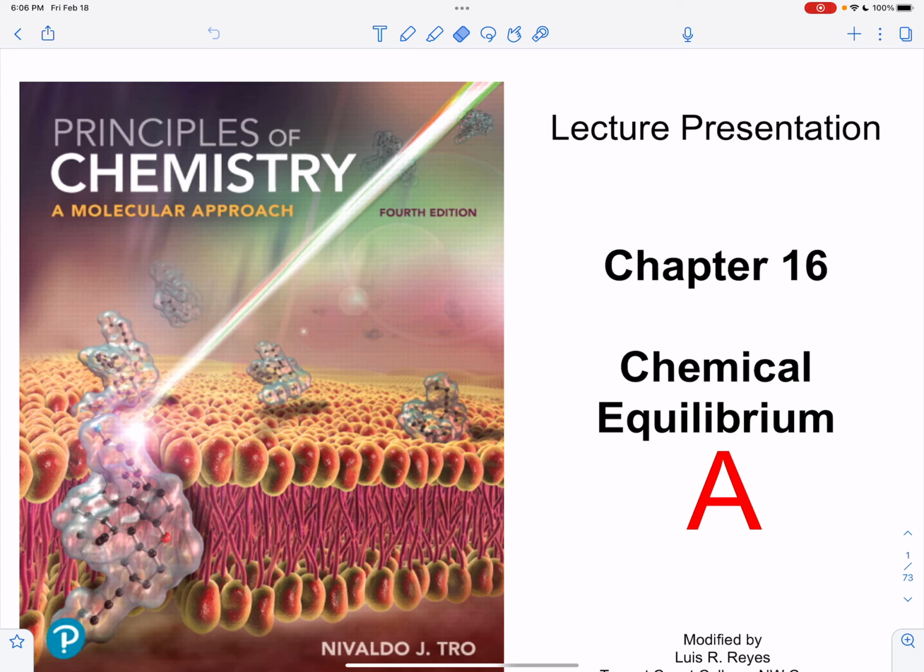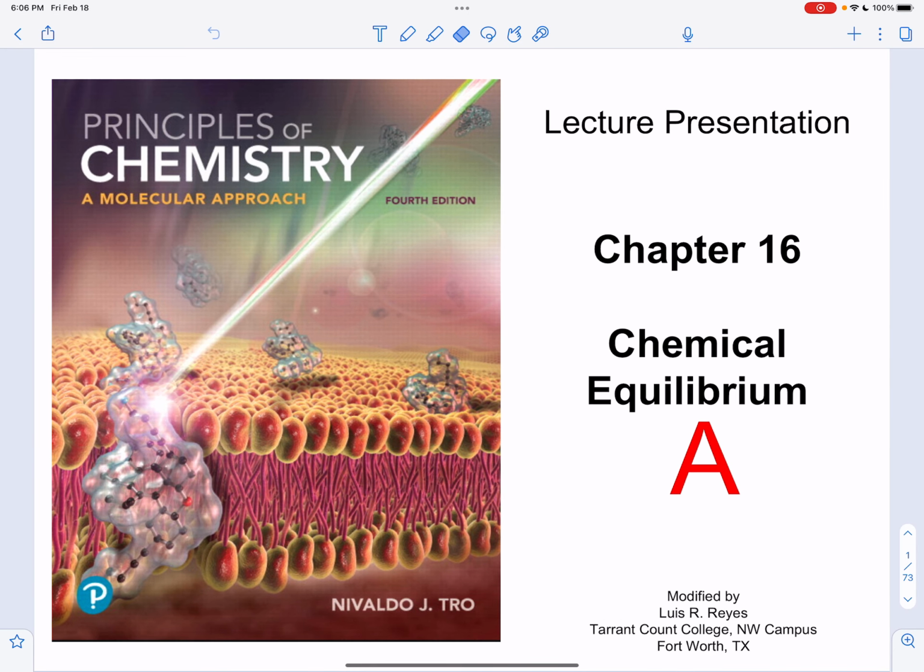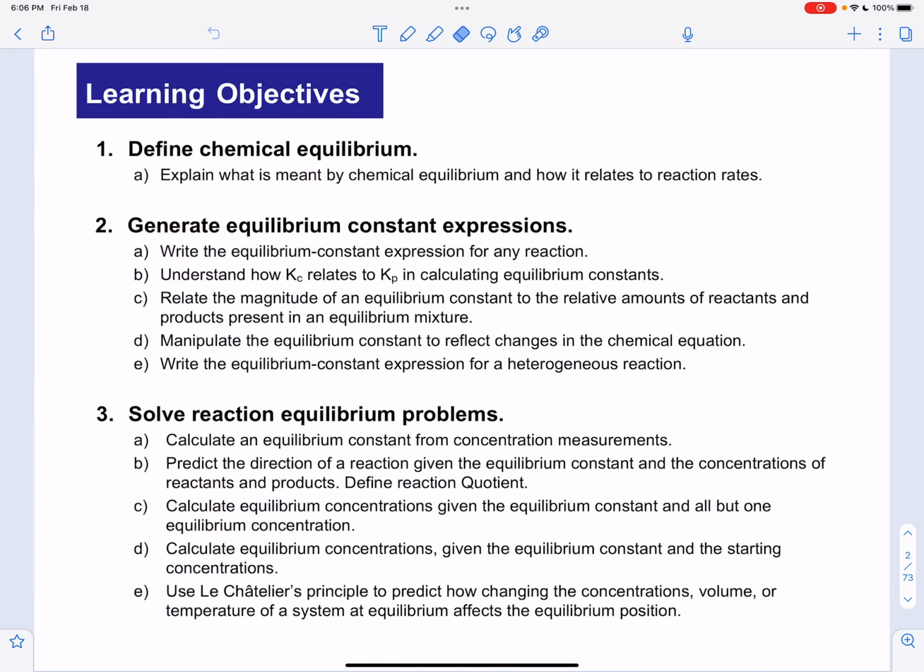Welcome to chapter 16. In this chapter, we will talk about equilibrium. Basically, the rate of the reactions being the same going forward or going backwards. So these are the things that we're going to discuss so we can understand this concept very well.